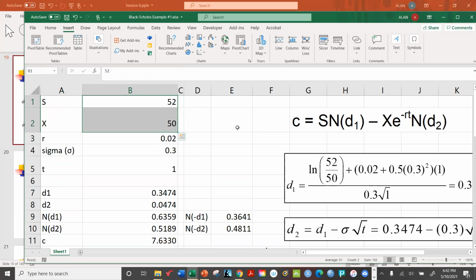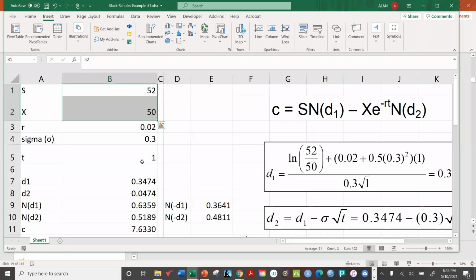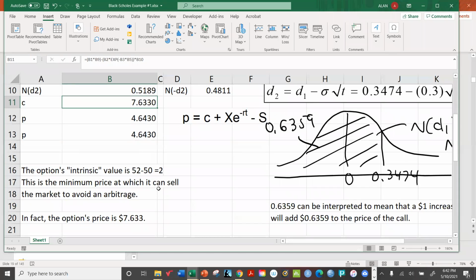That means that if this was an American option, I could exercise it early and collect a payoff of $2. So in order to avoid an arbitrage, the price of the option must be at least $2, but it's probably going to be higher than that, depending on the time value. Here, we've got a lot of time value because there's a full year left to maturity. So in fact, in this case, the time value is $5.